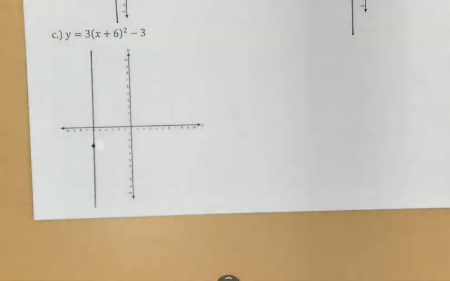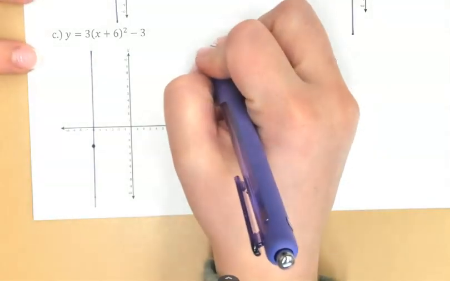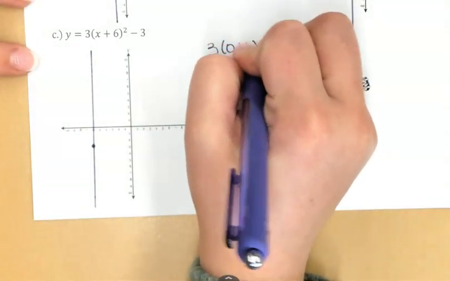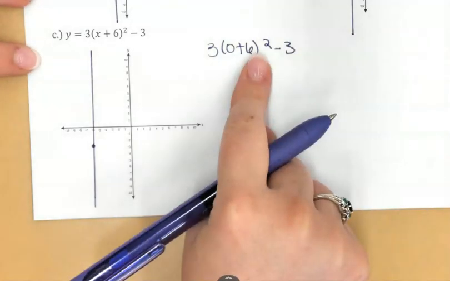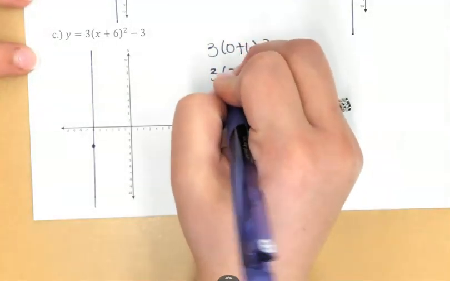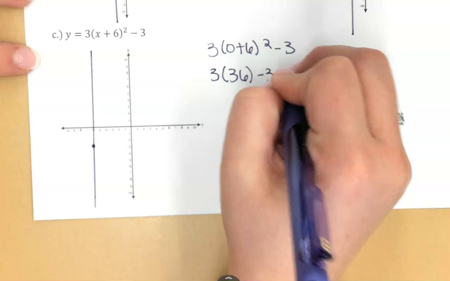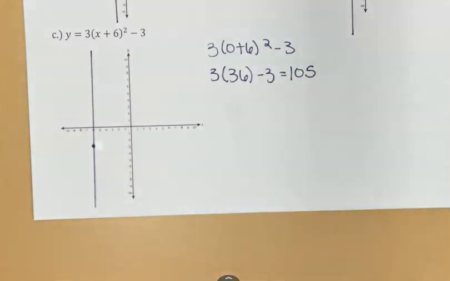Okay, now let's try to find my y-intercept. Again, that is when x is equal to 0. So 3 times 0 plus 6 squared minus 3. Well, 6 squared is going to give me 36. 36 times 3 minus 3, that gives me 105. That is way off the graph, so that one is not going to work.